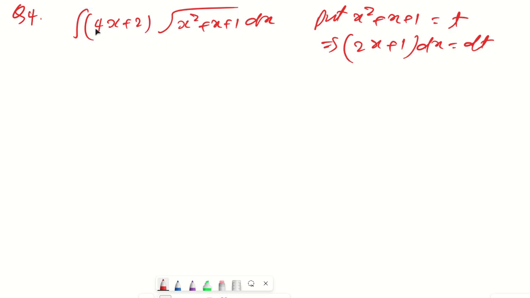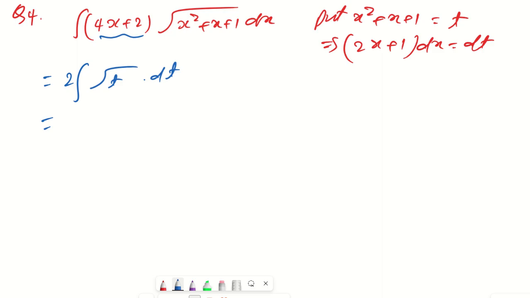So here we have 4x plus 2, so 2 can be taken common. So in that case 2x plus 1 into dx will be replaced by dt. So can we replace that? So my integration becomes 2 times 2x plus 1 dx will go with dt, and this will be a square root of t into dt. Okay, so this is very simple now.